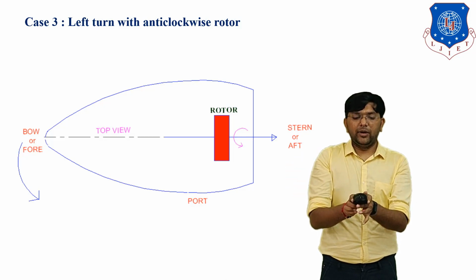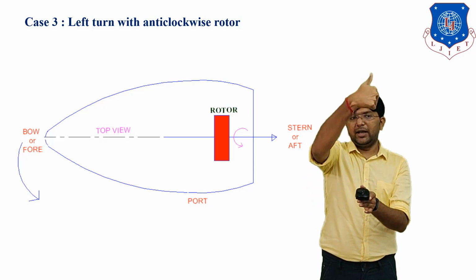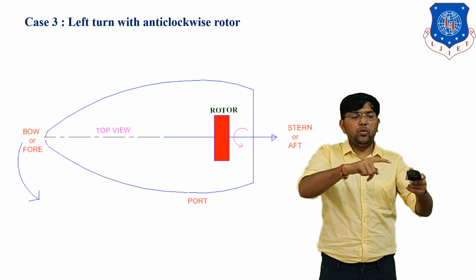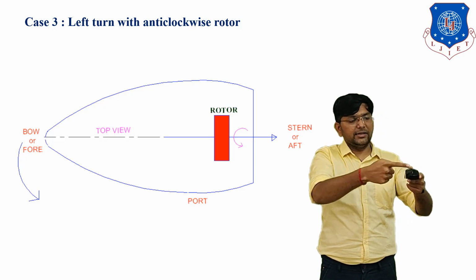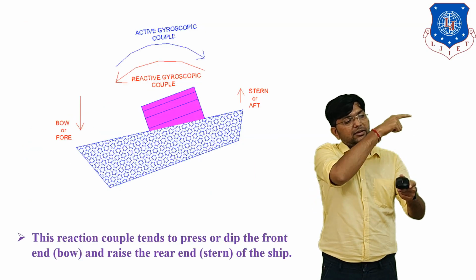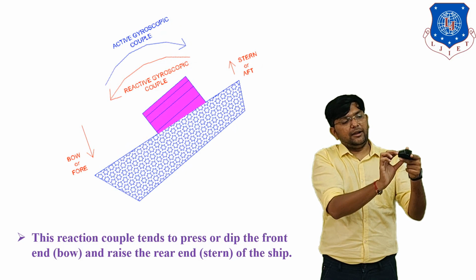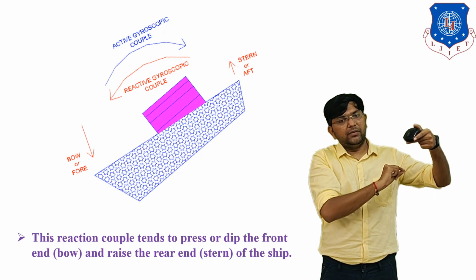Now again, the ship tries to take a left turn like this. Put your fingers in the left turn. This is the upward direction again. So now we have two vectors. The first vector is in the backward direction. The second vector is in the upward direction. So the resultant force vector is generated in an inclined direction. Clear? Like this. So the ship always tries to move in the direction of the resultant force.